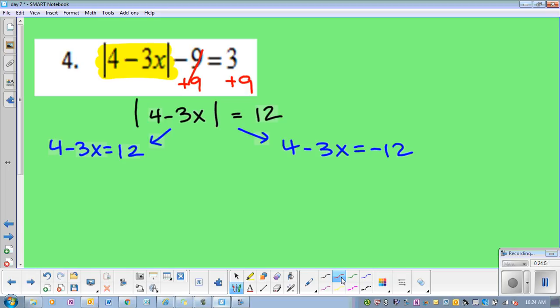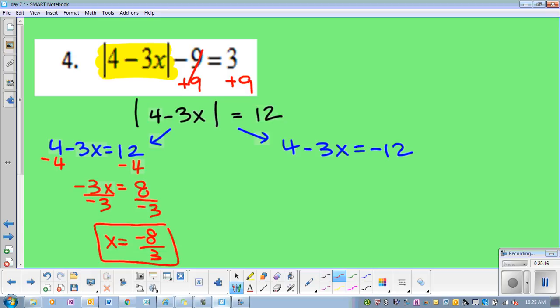When you go to solve this, we need to subtract that 4, right? Negative 3x equals 8. Starting to look a little ugly. Divide by negative 3. Guys, just leave it as a fraction. Negative 8/3. Okay?